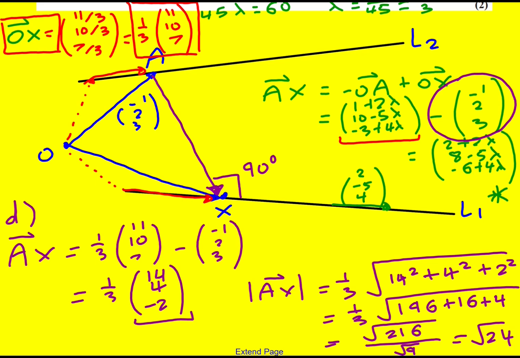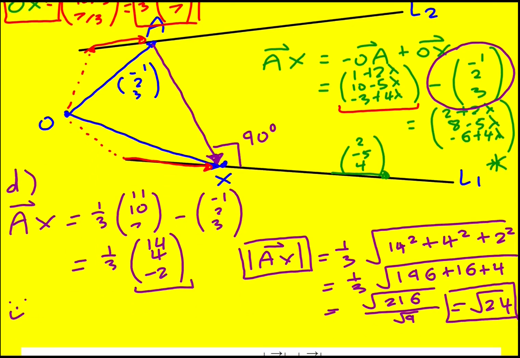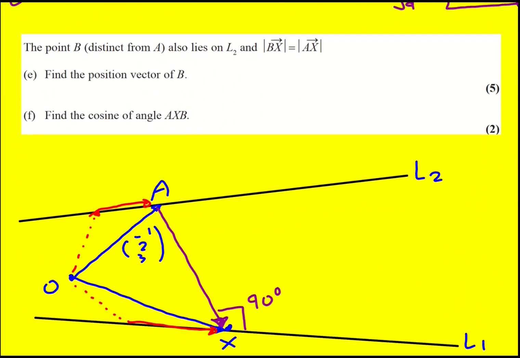I think the answers accept some non-simplified versions as well. And we could even simplify the third, to be fair, but I think writing root 24 is pretty good. Nice. That takes us to the very last parts of this question.